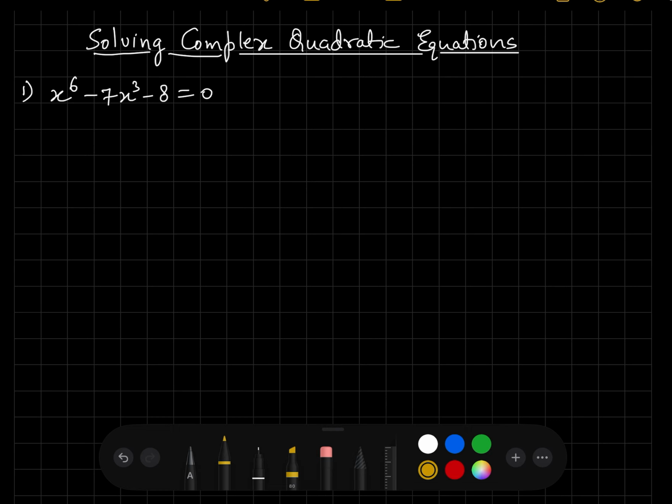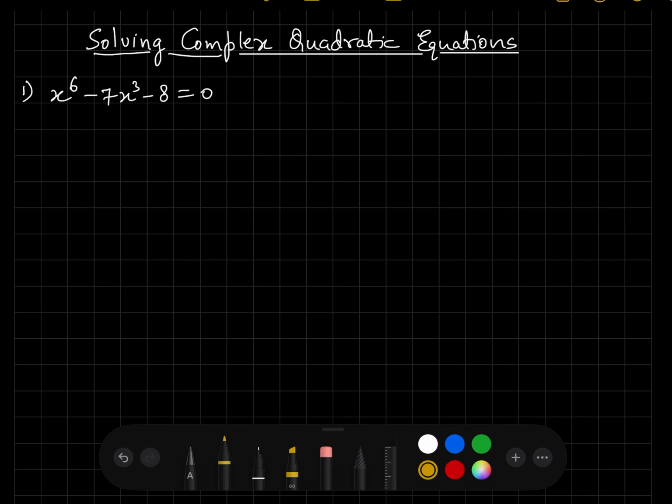Today we are solving complex quadratic equations. So I have written a few questions here. We will be solving them one by one in order to understand the trick behind it. Basically it is a quadratic equation, so it means that we will be getting two solutions, right? Okay, but how we will be getting our solutions, let us see.